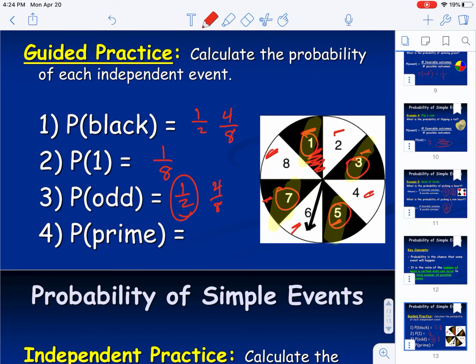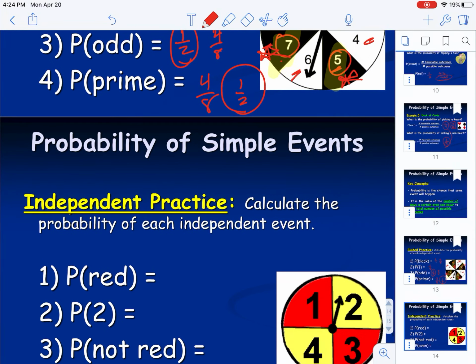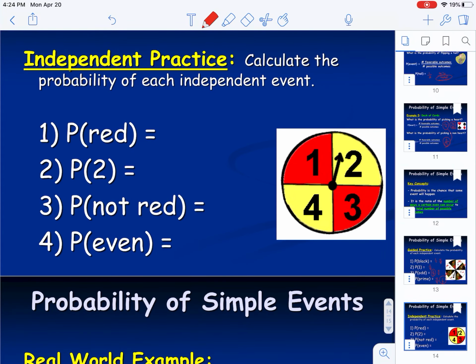All right, prime. Now what's a prime number? It's only divisible by itself and 1. But 1 is special, so 1's not prime. So 2 is prime, 3 is prime, 5 is prime, 7 is prime. So 1, 2, 3, 4, I guess. Yeah, 4 out of 8, 1/2. That's kind of a goofy question. I don't know that I would ask you that. All right, more of the same thing.